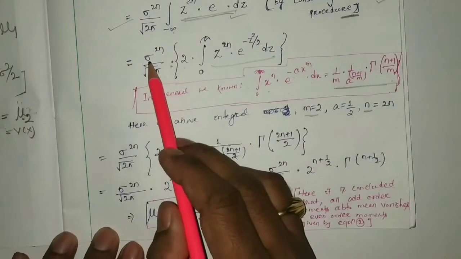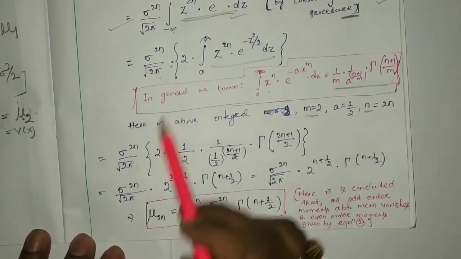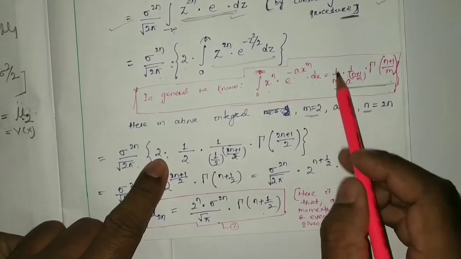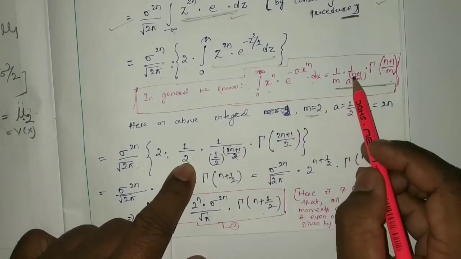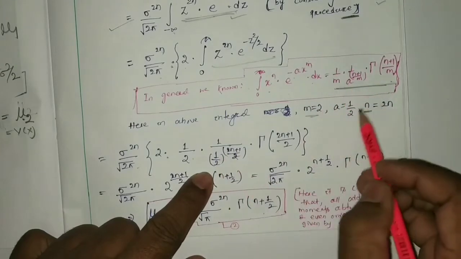The value will be sigma to the power 2n by root over 2 pi, which is already there, so we have written this, 2 into 1 by m. 1 by m means 1 by 2. Then 1 by a to the power (n plus 1) by m. 1 by a is nothing but 1 by 2.